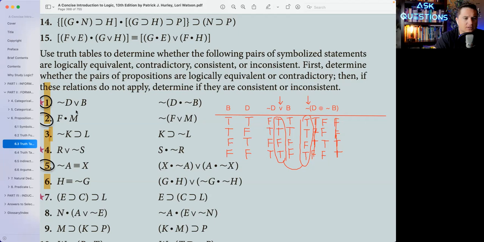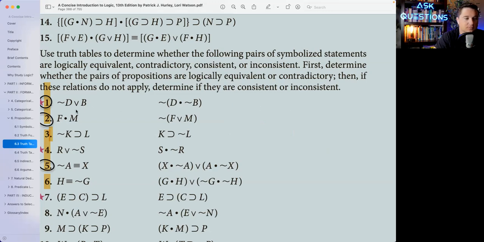So we are supposed to determine if these are equivalent or contradictory. So we did that. They are equivalent. And then if these relations do not apply, determine if they're consistent or inconsistent. So we don't need to do that part because one of the relations did apply. So we can go on to the next one. Great.